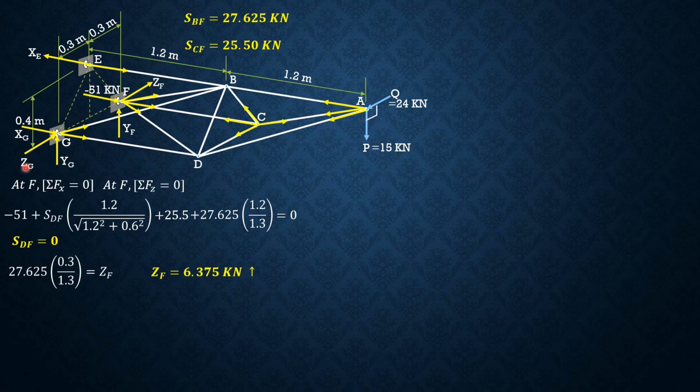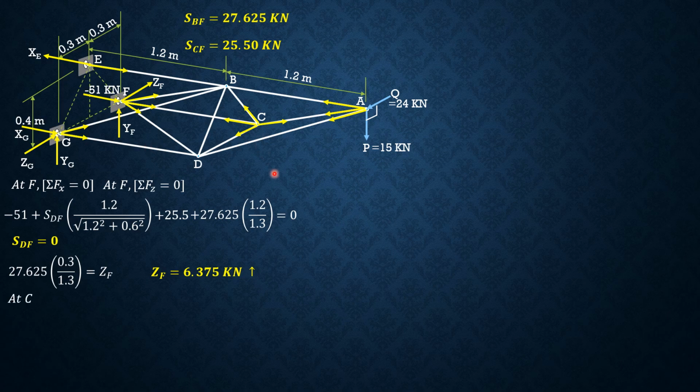So if you can remember, G sub Z was 17.625 in that direction plus 6.375 in that direction equals 24. So it is balanced along Z. So there's no problem about the external reactions. Everything is balanced. Now let's solve for the other missing forces or remaining forces.